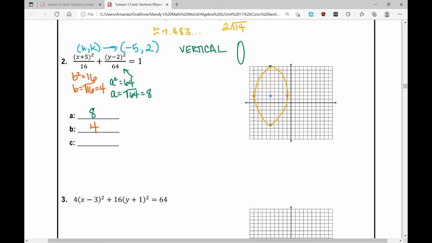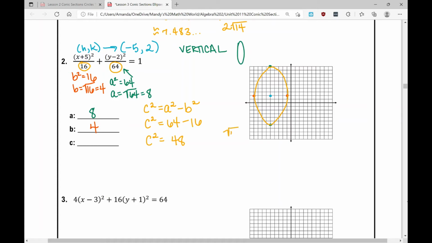And now let's find the value of C. Again, these values are all related using the formula C squared equals A squared minus B squared. We've identified that A squared is 64 and B squared is 16, which means C squared equals 64 minus 16, which is 48. If I want to find the value of C, I need to take the square root of both sides. So I need to take the square root of 48.